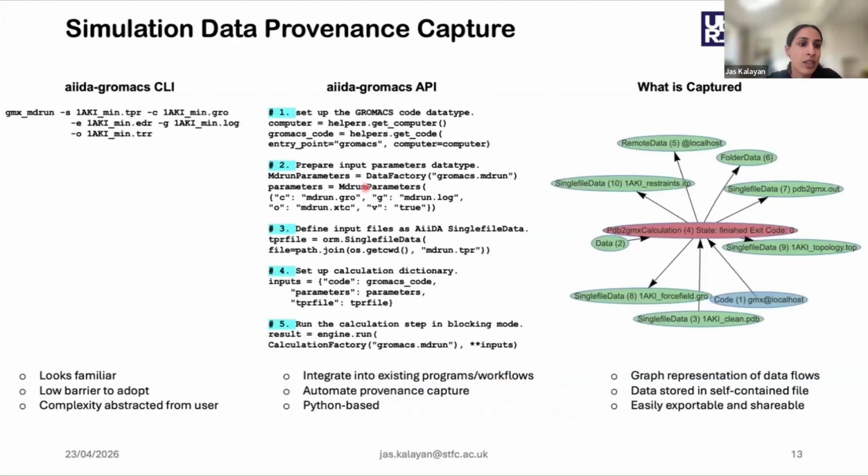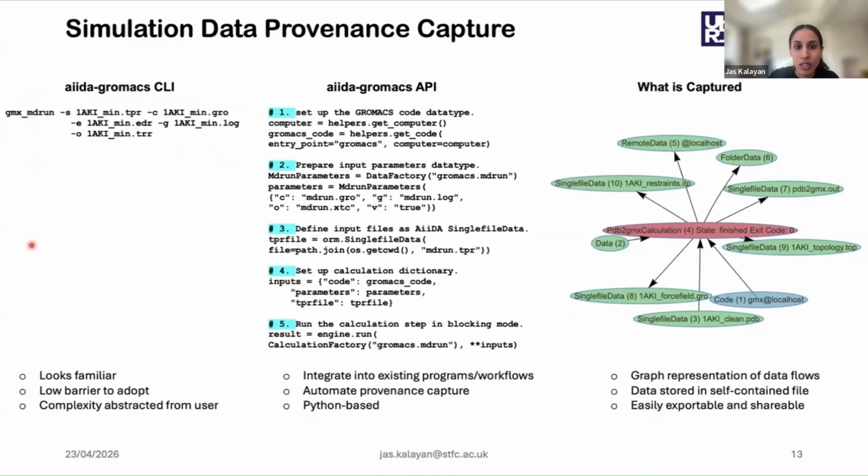And this is what it looks like in practice when you run a command through one of our plugins. Natively, the command that is run for performing a simulation in GROMACS looks identical. The only difference is we've included this underscore, and that is how we've designed it to look like the native commands. So we hope that it looks familiar to users, so it's a low barrier to adopt. And then the complexity, like I said, is abstracted from the user.